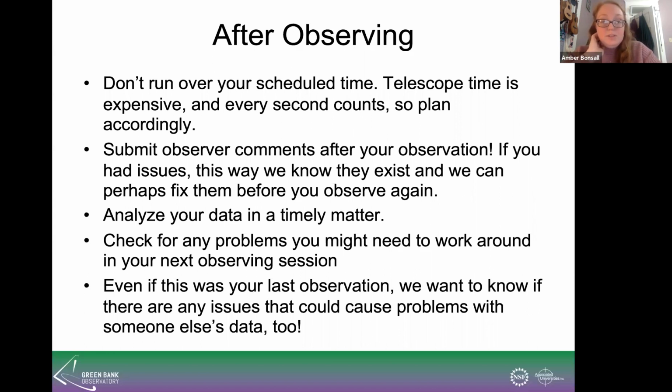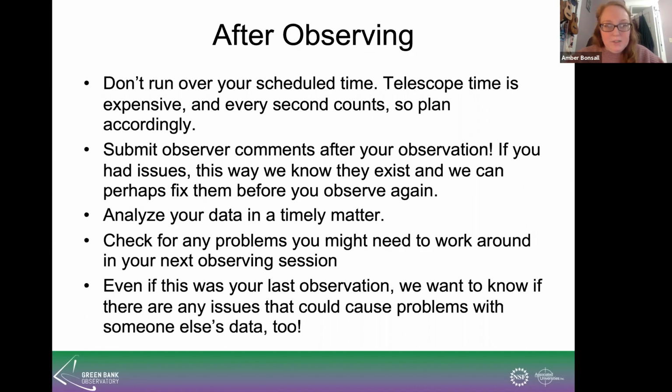You should also always analyze your data in a timely manner. You should be doing brief checks while you're actually observing, but don't wait, I'm a terrible example of this, 4 years to actually look at data, because then if something's wrong with it, we can't go back and give you time. We can't correct the problem because the project ended 4 years ago. I was working on a project with Will that he took the data for, and we didn't do that in a timely manner. So I'm guilty of that. It does happen, just try not to do it.